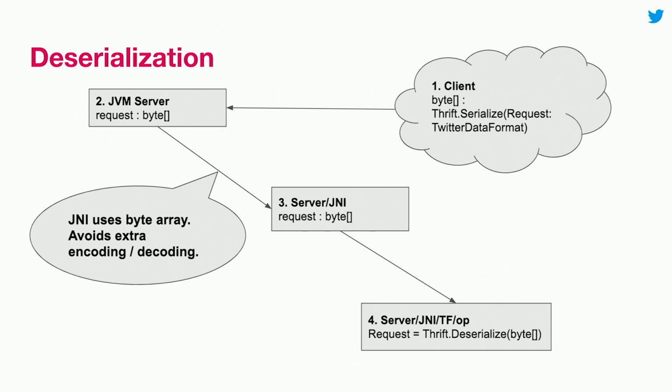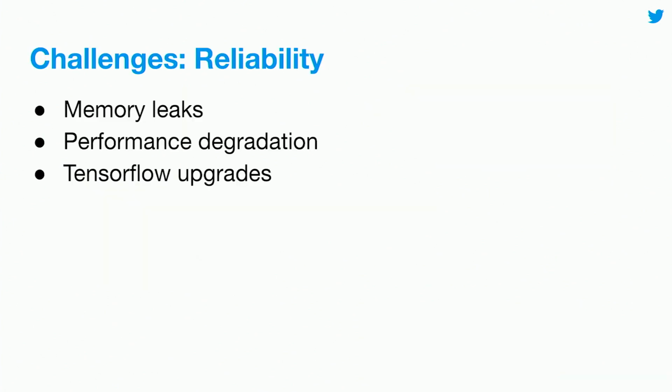So to avoid that, what we do is we don't deserialize the request at our Java layer or our Scala layer. Instead, we push a byte array all the way down to the C++ code, and we do the Thrift deserialization within the C++ code, within native code. That keeps the Java layer dealing with byte arrays as opposed to having to marshal a lot of structures. That saves CPU and improves latency as well.